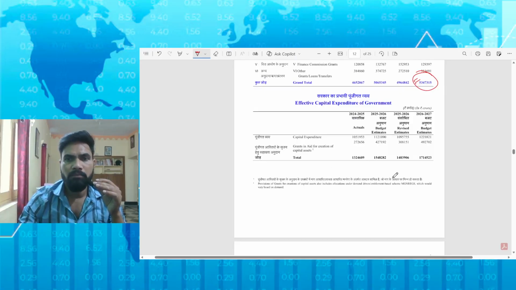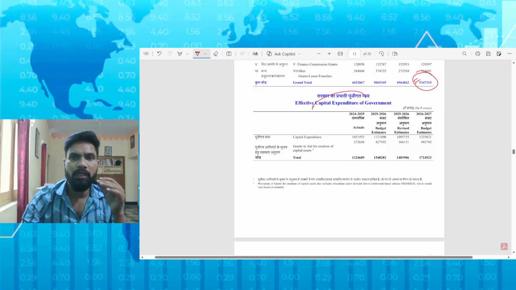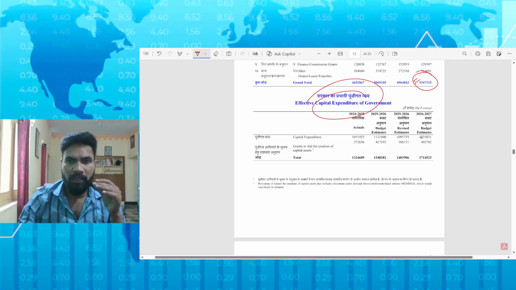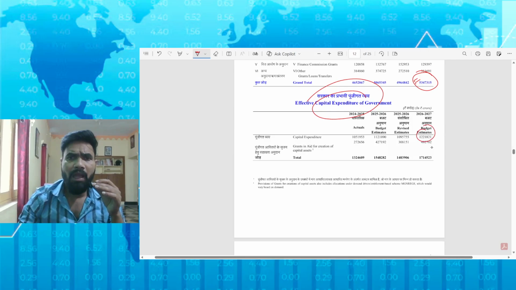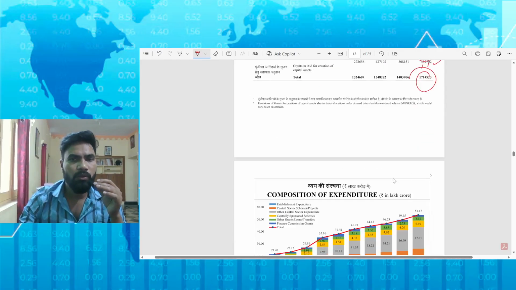Then if you see the effective capital expenditure of the government, the capital expenditure is 12 lakh 21,000 crore rupees, and grants in aid for creation of capital assets that are given to the states is 4 lakh 92,000 crore rupees. So in total, effective capital expenditure stands at 17 lakh 14,000 crore rupees.